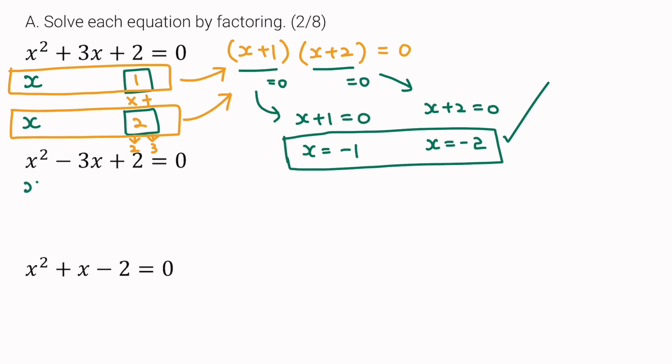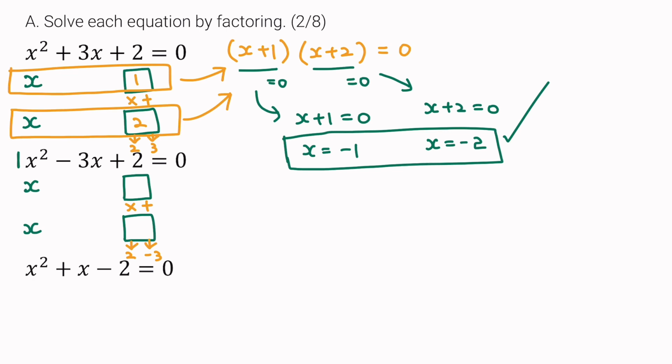Now I'm gonna write two x's. I'm not gonna worry about the first term because the coefficient is indeed equal to 1. So I'm just gonna write two x's there, and I'm gonna write two boxes and try to come up with two numbers that when multiplied together gives me positive 2, and when added together gives me negative 3. It's this number and this number. So what are those two numbers?